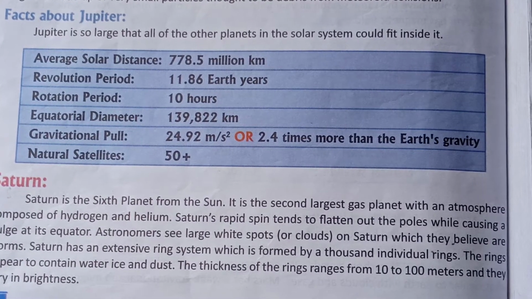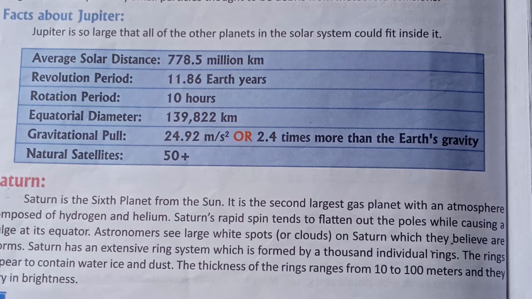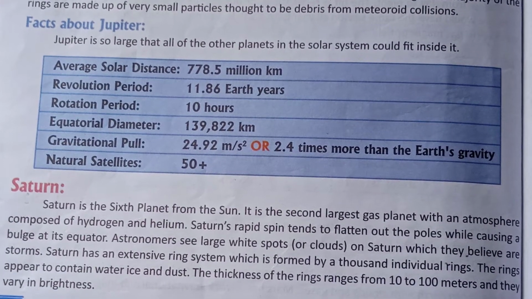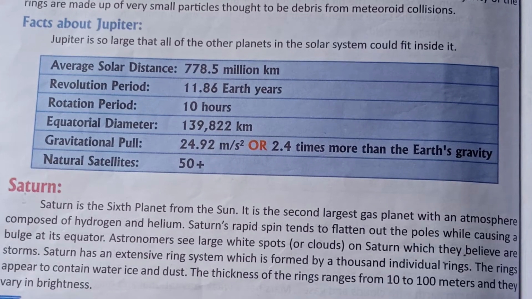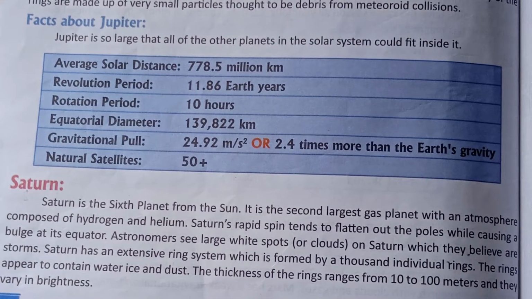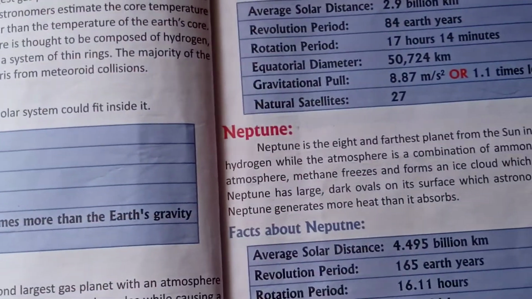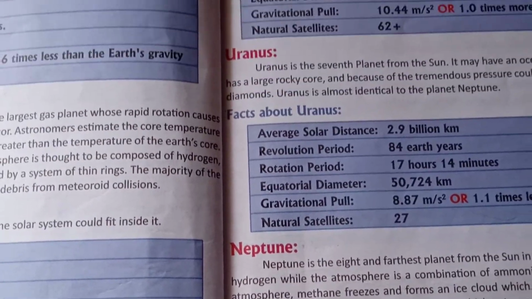Then comes Saturn. Saturn is the 6th planet from the Sun. It is the second largest planet with an atmosphere composed of hydrogen and helium. The information about Saturn is given in the table.